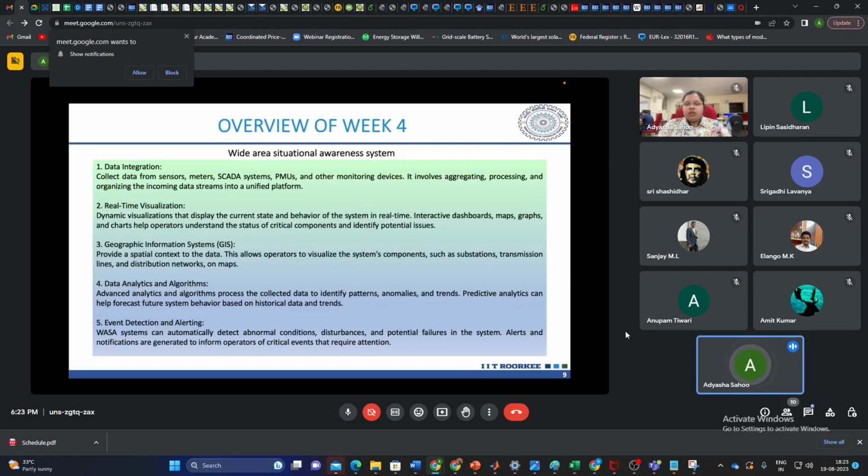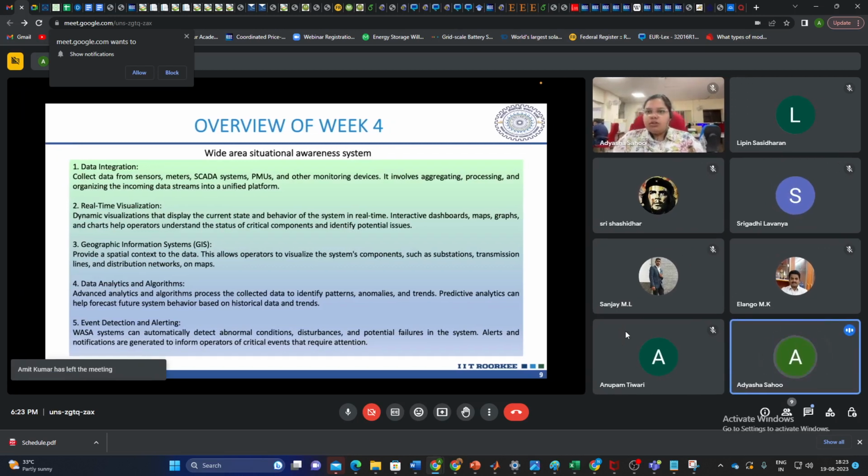So we'll discuss in detail what this wide area situational awareness is. Firstly, the function that is being carried out here is data integration. When you have a huge amount of data from numerous sensors, from your meters, from the SCADA system, from the PMUs, to manage this amount of data, it will organize and aggregate this data, remove some unwanted data, and then timestamp this data and send it to the control centers.